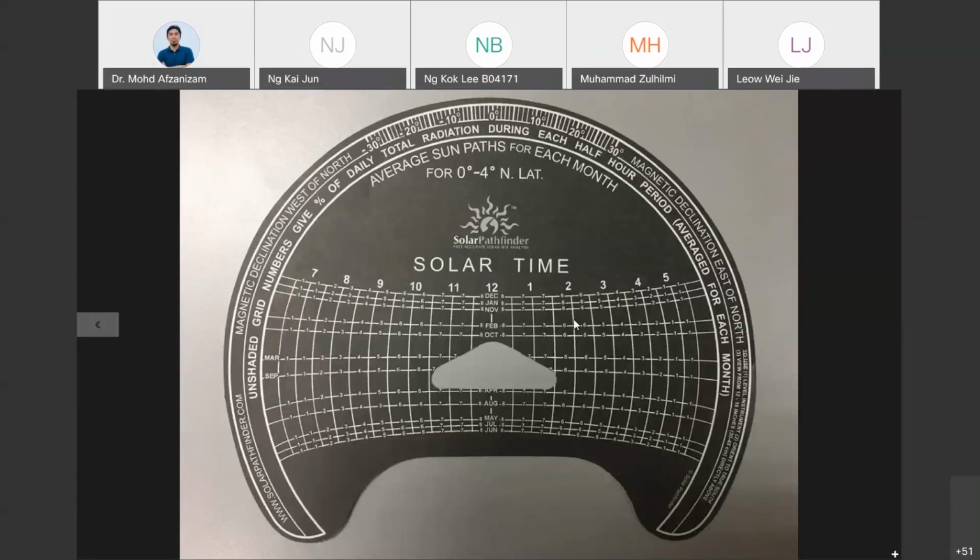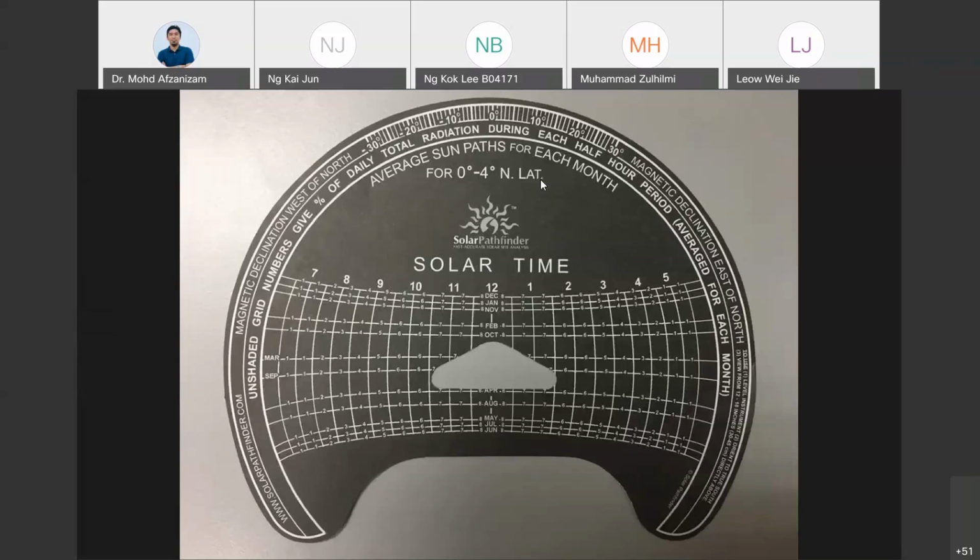Okay, sun path. So this is the sun path for Malaysia. Why do I say this is for Malaysia, not for Sudan and for Yemen? Because you are referring to this range of 0 degree until 4 degree north latitude. In other words, Yemen and Sudan have their own solar path diagram. So that's what I'm trying to say.